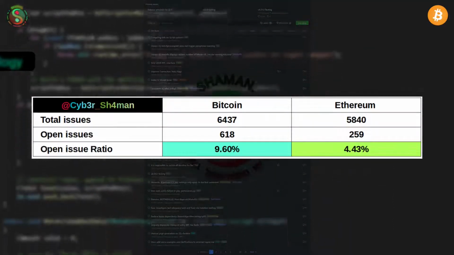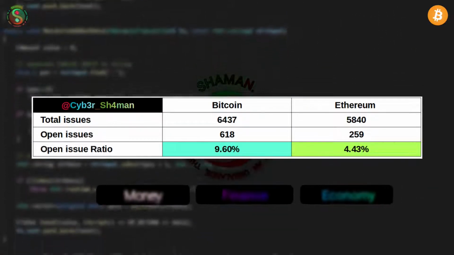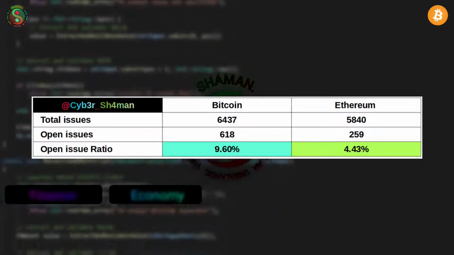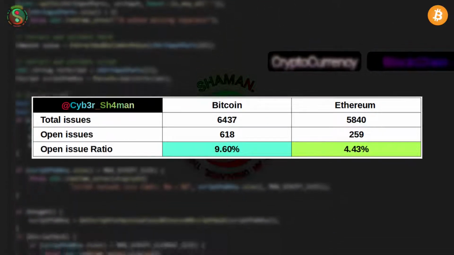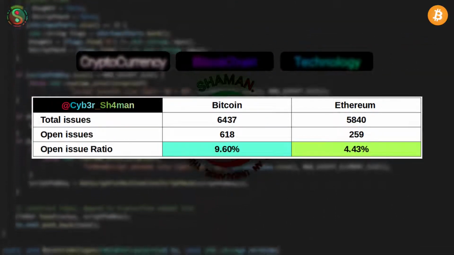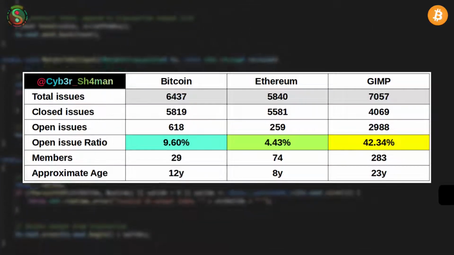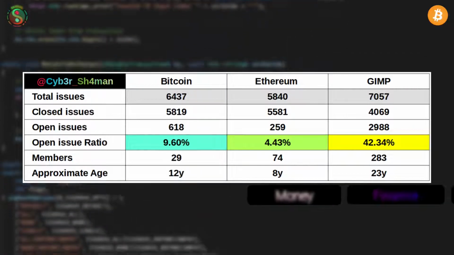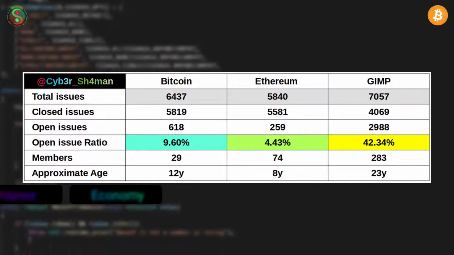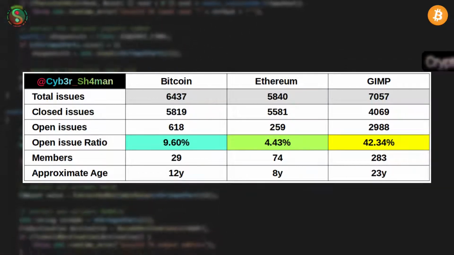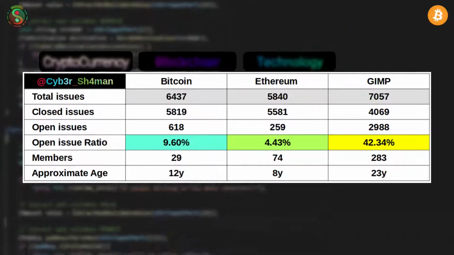To understand these numbers better, we can compare them to Ethereum. The total number is close, and the open issue ratio is lower for Ethereum. And the two facts we know are Ethereum was developed years later and it has more use cases, so it is performing better in this case. But we can also compare both of them with popular open source software like GIMP, where open issues are 42% of all issues, although this software is highly active. I can see a smile on the face of crypto enthusiasts now.